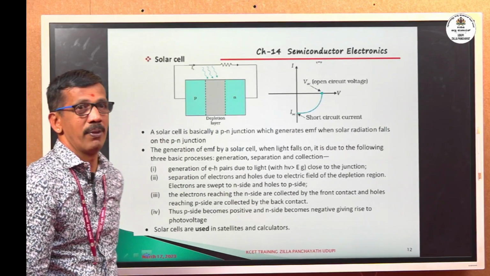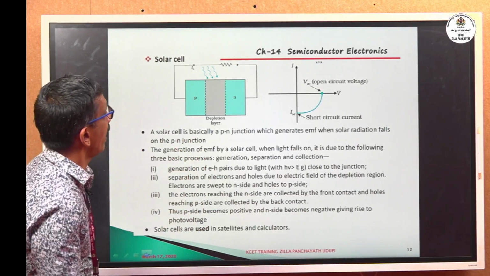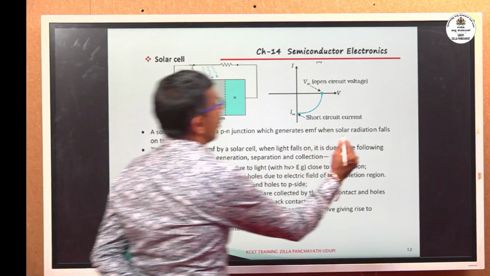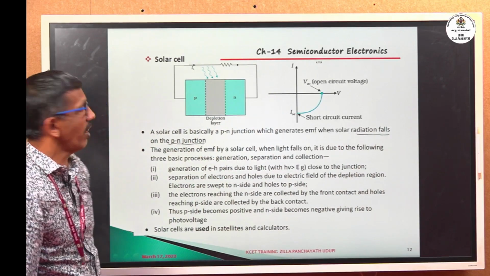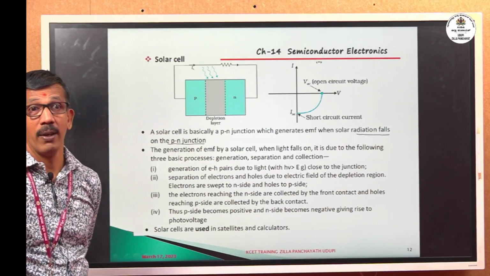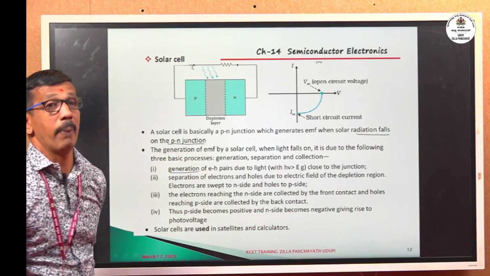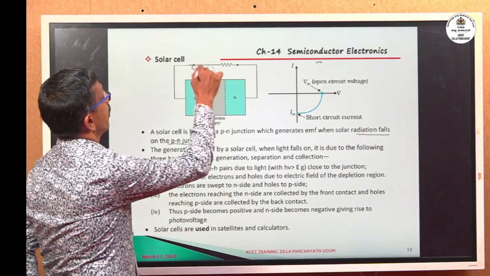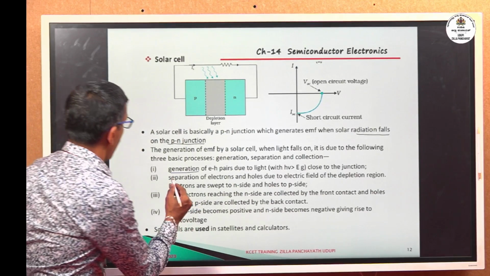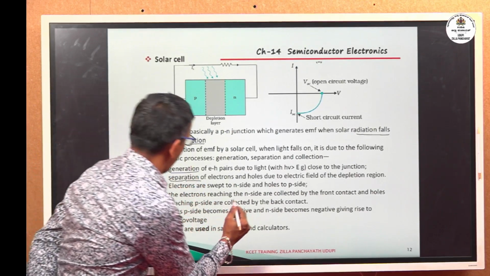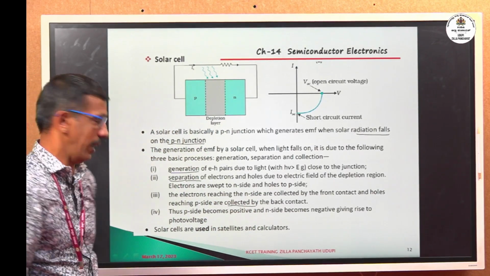Next, solar cell. Solar cell is the one which is also a PN junction which generates EMF when solar radiation falls on the PN junction. The generation of EMF by a solar cell takes place in three different processes. Generation of electron hole pairs: when light is falling in the depletion layer, holes and free electrons are generated. They are separated, then they are collected, thereby producing voltage.